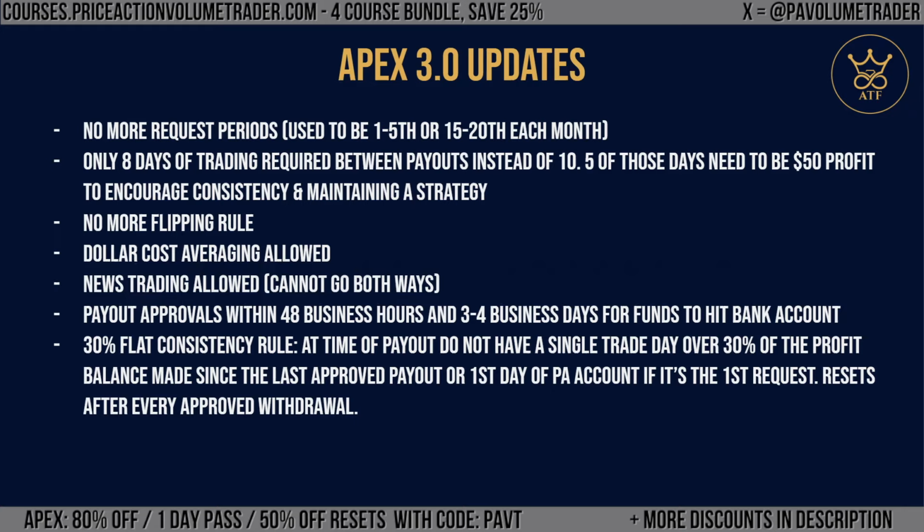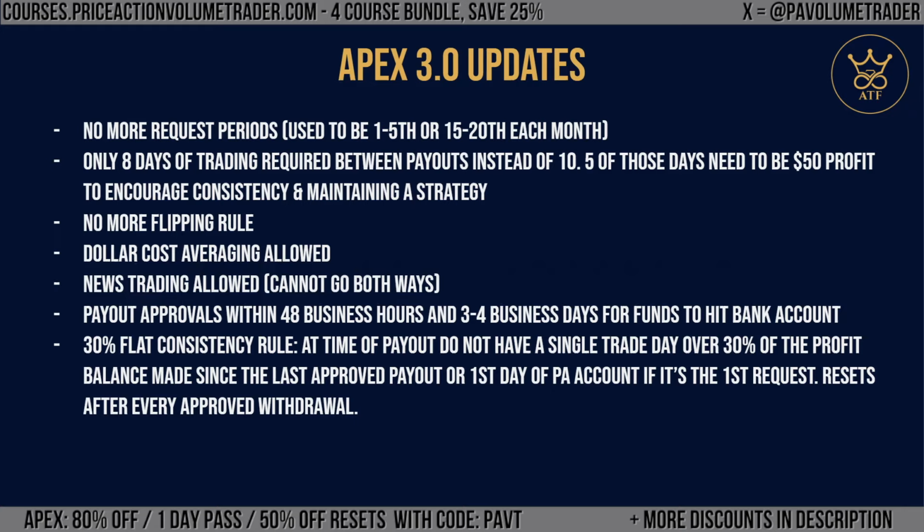Also, instead of having to request payouts every 10 days, it's now been reduced to 8 trading days between payout requests. One condition, though, is 5 of those 8 trading days need to be of at least a $50 profit or more. This is again to encourage consistency, maintaining a strategy, and not just people that are gonna open and close one micro contract for 5 seconds just to make the day count. Okay, but that is a big change, going from 10 to 8 days and no more payout periods.